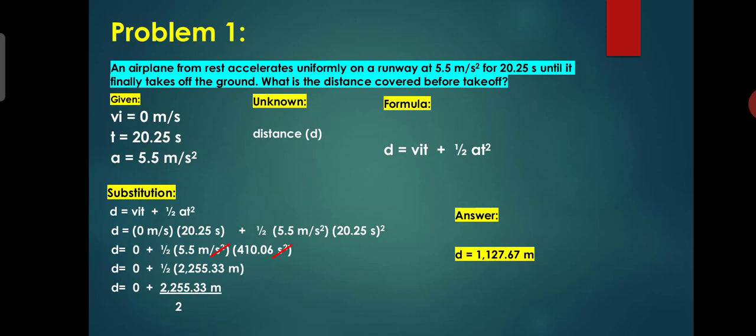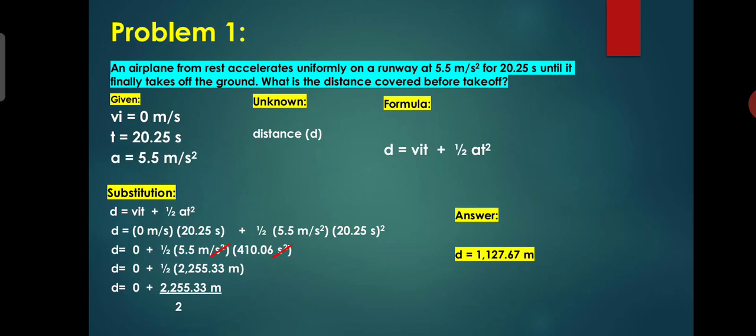So, you have 410.06. Saan ang galing yun? Yung 20.25, in-square natin siya. So, ibig sabihin, 20.25 times 20.25, the answer is 410.06. Now, kasama nyo ring i-square is yung kanyang unit. Since we have here square, S, or second, should be squared also. So, you have 410.06 seconds squared.